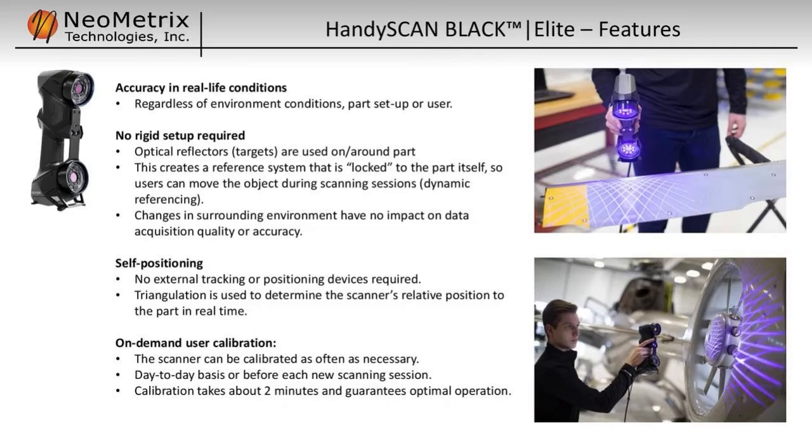Self-positioning, so no arm or tracker or anything watching these scanners move around. They're completely self-contained. The only thing they're connected to is a cable that's transferring those 1.5 million measurements per second to the computer. On-demand user calibration, so we're going to do a field calibration, a very quick one. It's all of about 30 seconds, and it ensures that your calibration room accuracy is held over into any scanning environment.